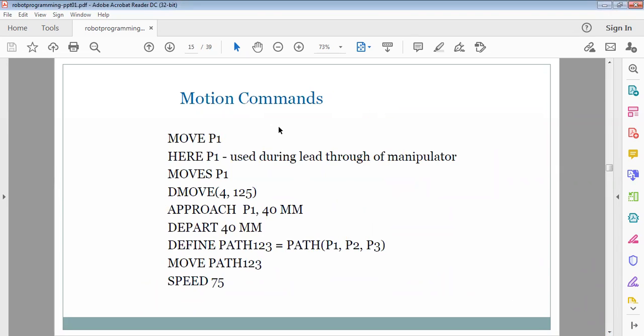These are a few motion commands which are used in offline programming: move P1, move P1, demove, approach, depart, define path, move path, speed. These are some of the motion commands. I have given these commands for idea purposes only.